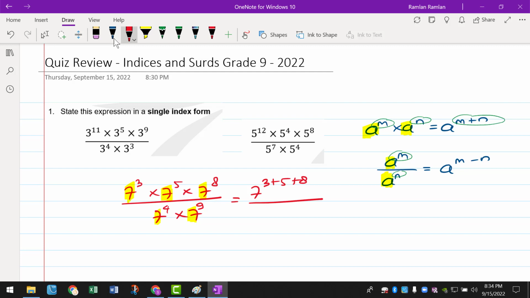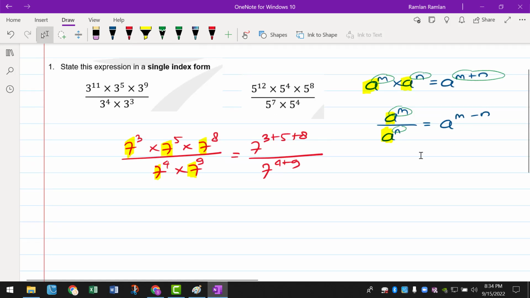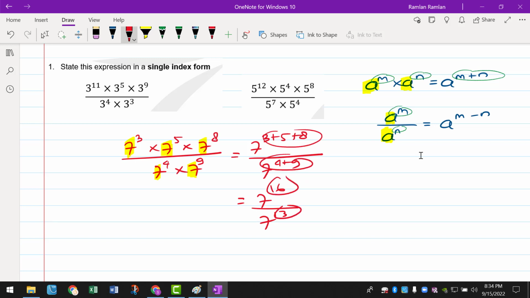The one on the denominator is the same thing. We have 7 to the power of 4 multiplied by 7 to the power of 9, and because they have the same exact base number, we can just multiply these two numbers. So it'll be 7 to the power of 4 plus 9. Doing the same concept, we only need to add these numbers, so that will be 7 to the power of 16. Yes, it is 16 over 7 to the power of 13, because this is 16, this is 13.